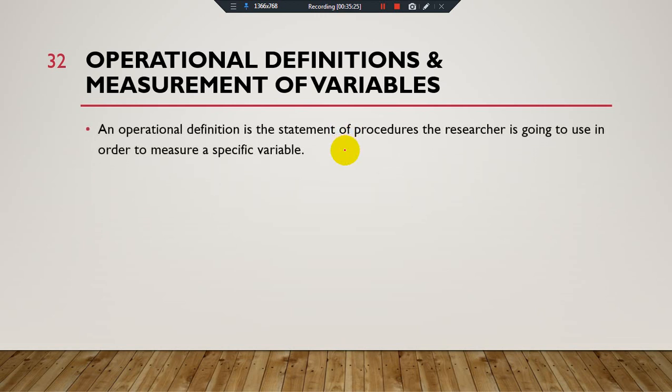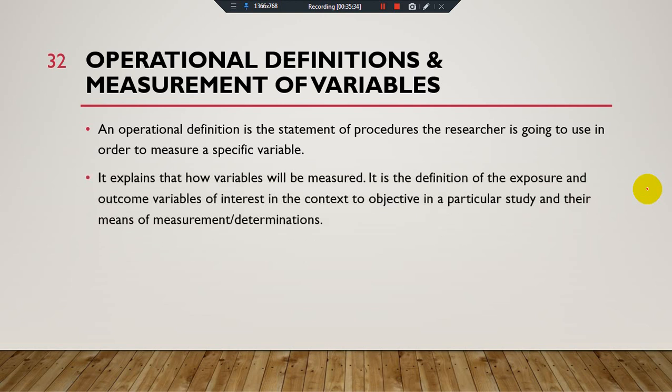An operational definition is the statement of the procedure the researcher is going to use in order to measure a specific variable. It explains how variables will be measured. It is the definition of the exposure and outcome variable of interest in the context of the objective in a particular study and their means of measurement and determination. Here you can also provide other things, like if you are constructing an index for the measurement of your variable. So you have to provide all types of measurement of your variables in this section.